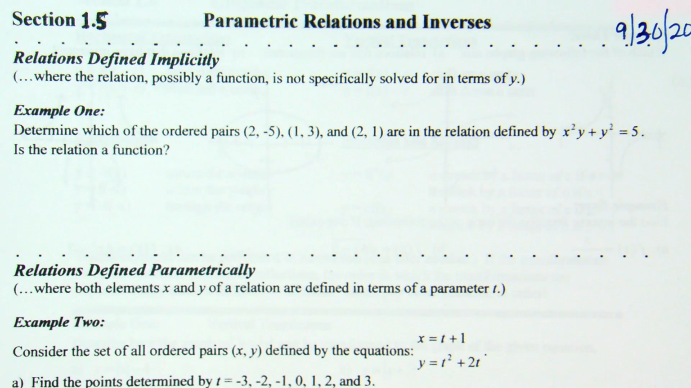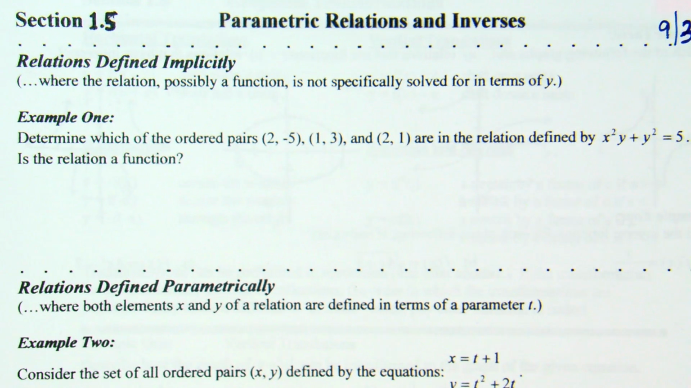Now, using an implicit equation here, example 1 asks us to determine which of these ordered pairs are in the relation defined by the given equation. And then we'll talk, is the relation a function? So thoughts on how to decide if those ordered pairs are in the relation defined by x squared y plus y squared equals 5? Ross? Plug them in. In an ordered pair, you're given an x value and a y value. So if you take those and you plug them in, you are finding out whether they work or not.